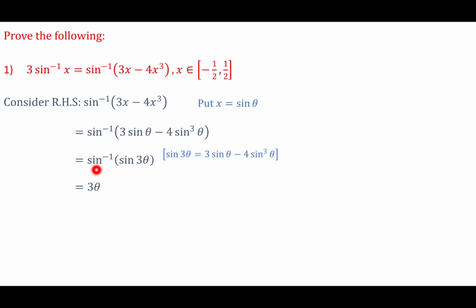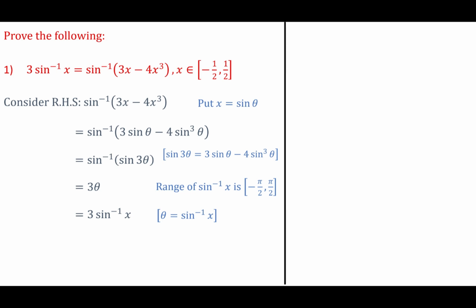Remember, if you cross out this sine inverse and sine, this 3 theta must follow the sine inverse range, which is negative pi by 2 to pi by 2. And theta is sine inverse x, because if I want theta, this sine will go to the other side, so it becomes sine inverse. So in place of theta, I will write sine inverse x. So the final answer is 3 sine inverse x, which is our left hand side part.